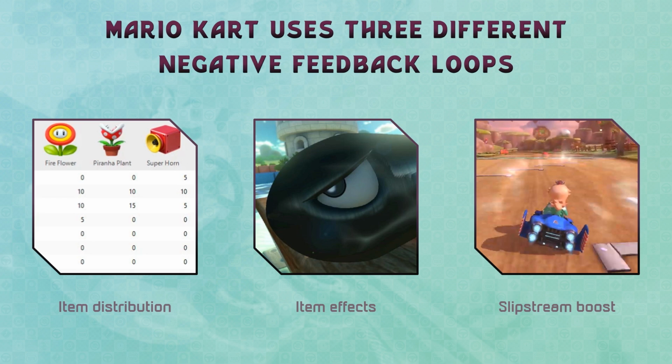So as we can see, there are three different kinds of feedback loops in Mario Kart. We have the distribution of the items.